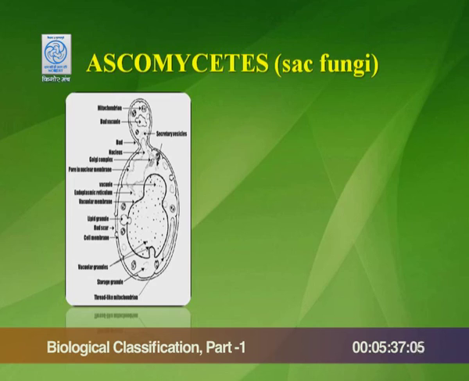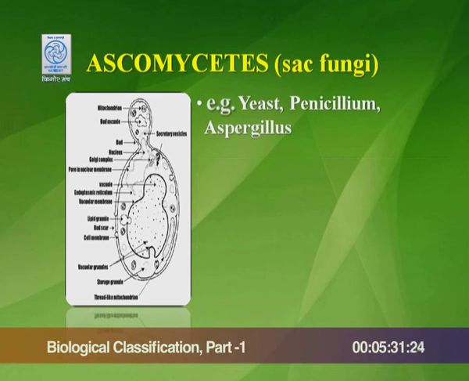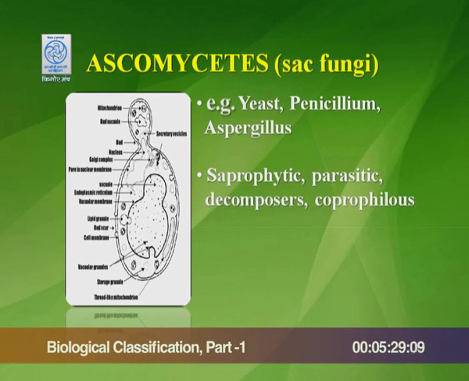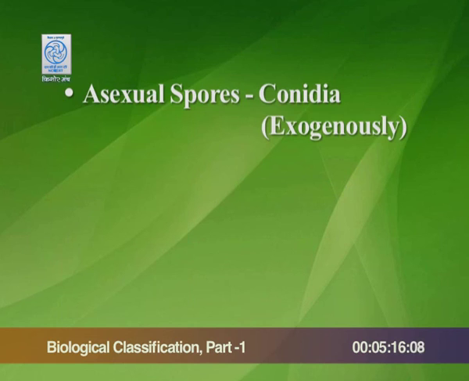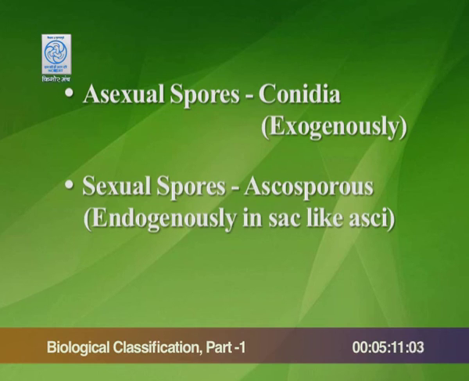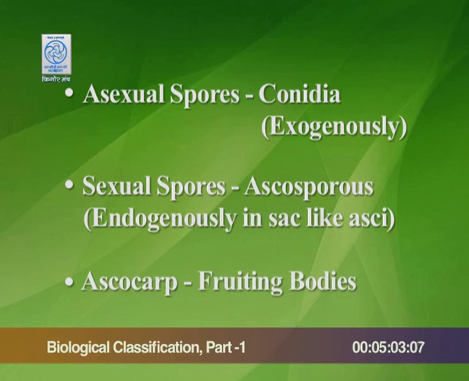Ascomycetes, they are the sac fungi. Example: yeast, Penicillium, Aspergillus. They are saprophytic as well as parasitic. They are decomposers as well as coprophilous. The mycelium is branched, septate. Asexual spores are the conidia, which are exogenously borne. The sexual spores are the ascospores, which are endogenously produced in sac-like asci. Their fruiting body is known as ascocarp.